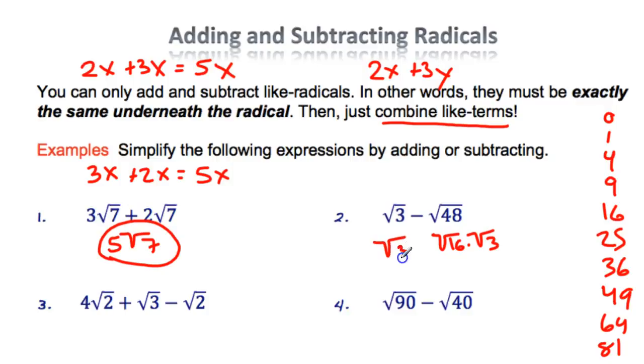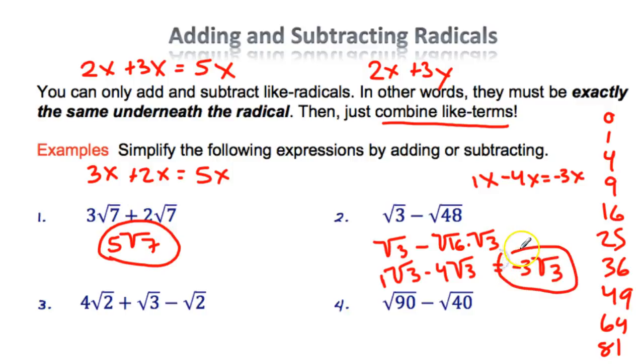So we have radical 3 minus radical 16 times radical 3. And this can be simplified. The square root of 16 is 4. So it's radical 3 minus 4 radical 3. All right, we got the like terms. They both have radical 3. There's an imaginary 1 right there. So if I was using x's, I would say 1x minus 4x. Well, that equals negative 3x. So this will be negative 3 radical 3. Ba-boom, bam, pow, done.